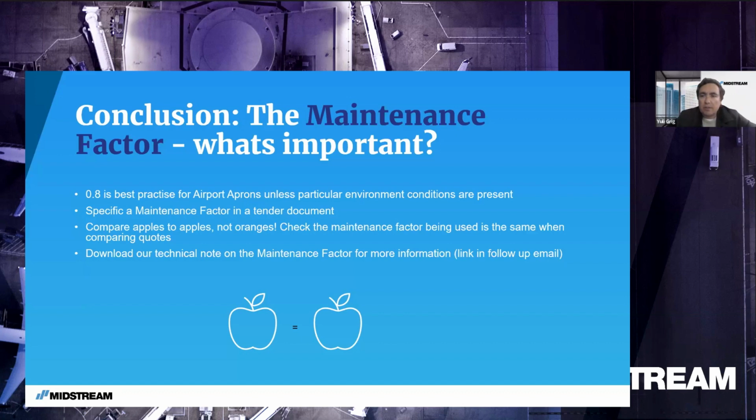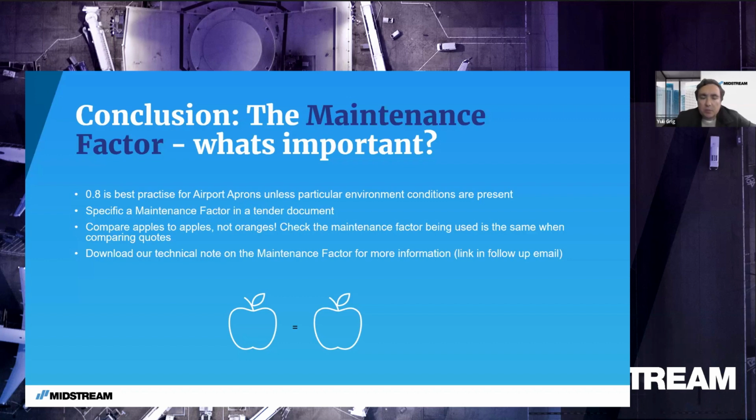Thank you. So now the conclusion. Basically, what do we want to say? We want to say that for airport aprons, the best practice is to use a maintenance factor of 0.8, unless we have some exacerbating conditions, which were mentioned before, for example a high level of dirt, debris, very high level of salinity, or anything which could really impact how the lenses or the glass screen of the luminaires are covered. So that obviously is the key takeaway.